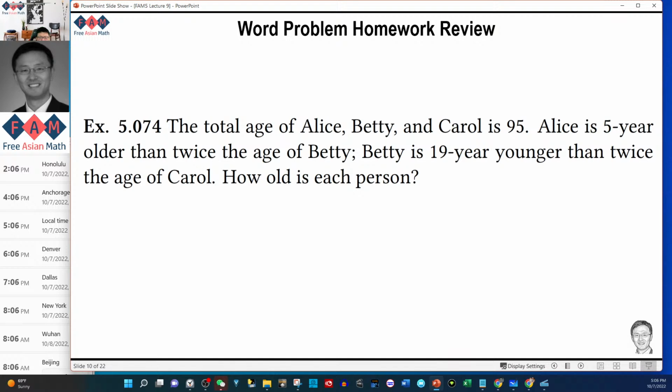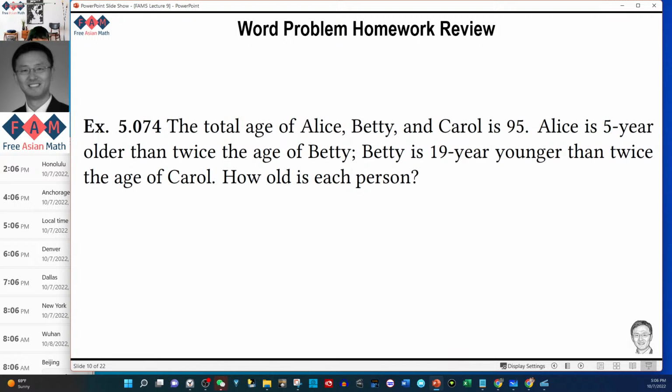What does that mean? Carol is the youngest person, and we can use her age as a base. Pretending we ignored the 5 years and 19 years for now, Betty is twice Carol, and Alice is twice Betty. So that means 2 times 2: Alice must be 4 times the age of Carol.